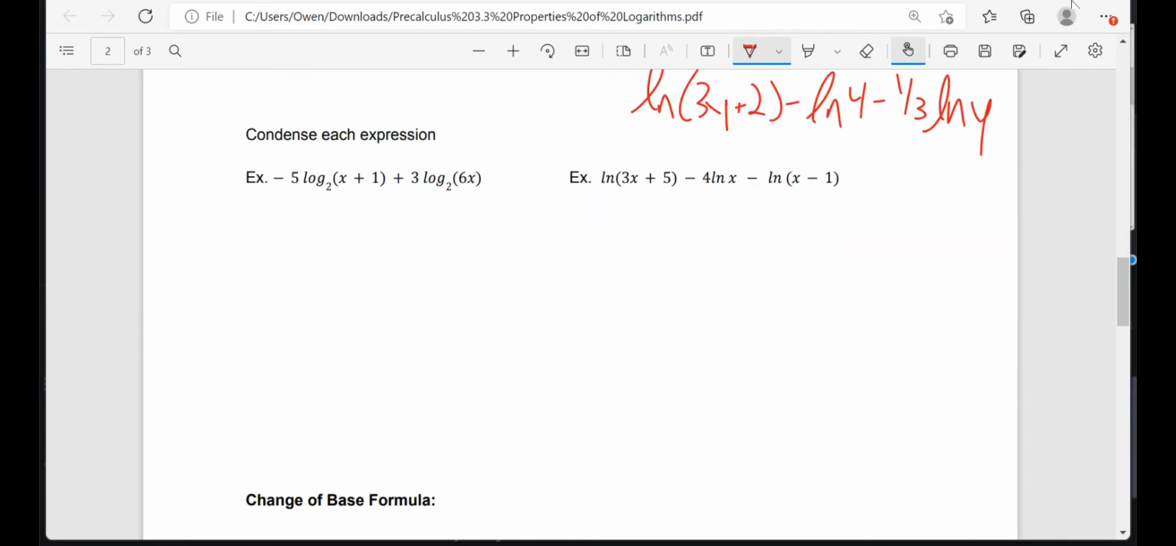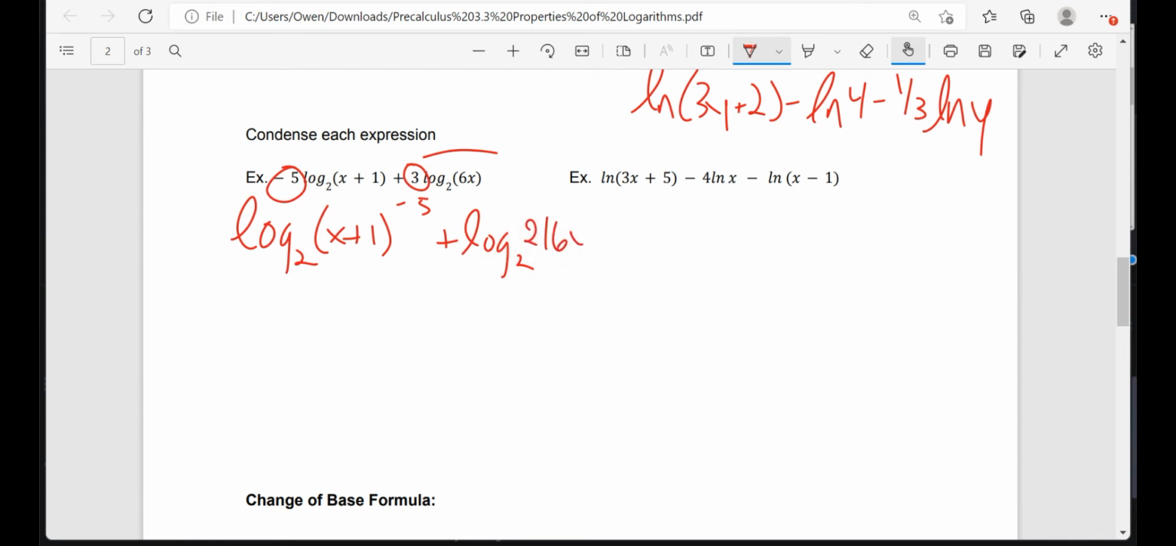Now let's condense. So I see this negative 5 multiplying by the log, so I'm going to move that to the exponent. So log base 2 of x plus 1 to the negative 5th plus, same thing here, I see a 3, so I'm going to make that a power. 6 to the third power is 216, and then x to the third. I'm adding, so whenever I'm adding, I'm trying to make it into one logarithm. Your goal is to have one single logarithm. Okay, that's what we're condensing to.